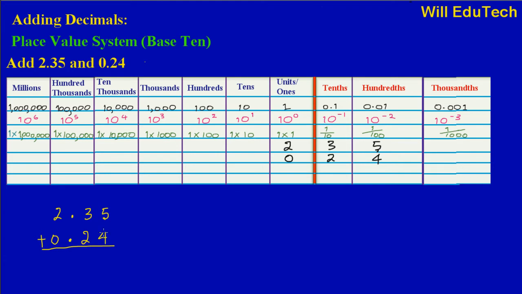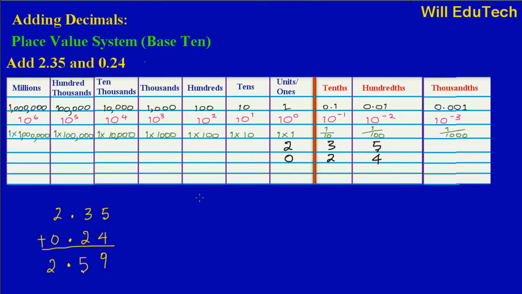Now, basically, you'd say 4 plus 5 would give us a 9. So we'd place our 9 there. Then we would say 2 plus 3 would give us a 5. So we would place our 5 there. The point goes exactly under the point when adding or subtracting. And then 0 plus 2 would give us a 2. So that's how we would calculate that.